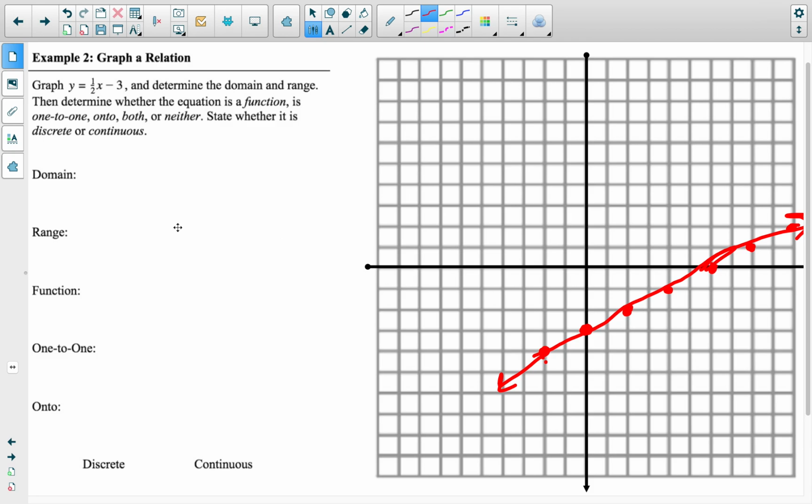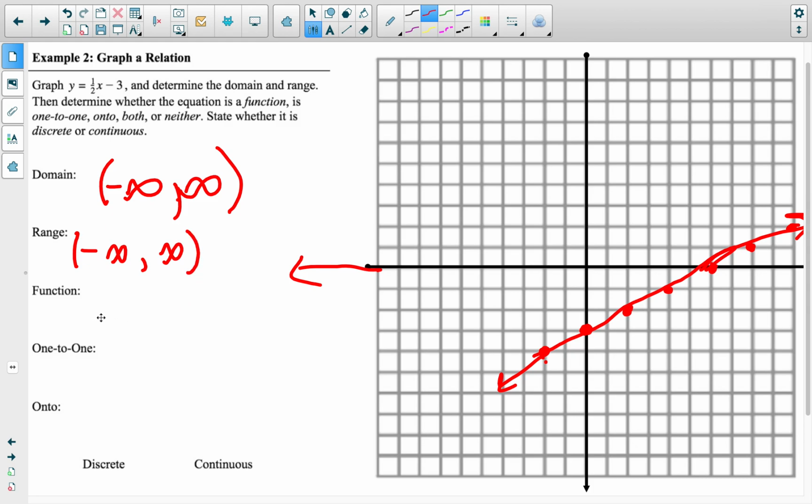List our domain. So if we think about our domain, what possible values of x are here? This is a continuous relation. It goes on forever and ever in both directions. So any number on the x-axis could be plugged in. So our domain is going to be all real numbers. In interval notation, we represent that as -infinity, comma, infinity, with parentheses around it. Same thing with our range. Our range goes on forever and ever.